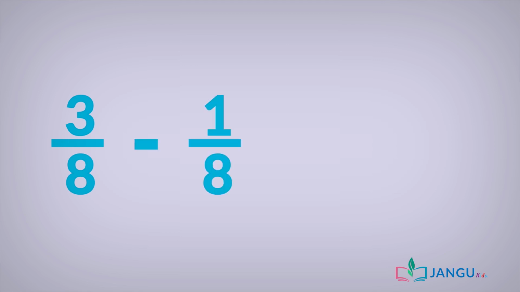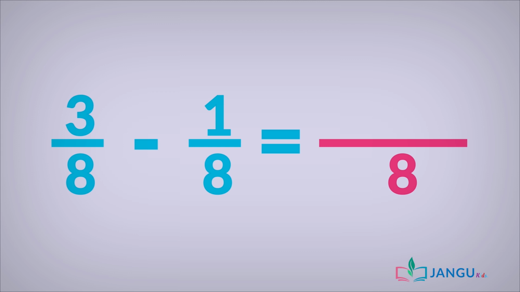Another example is 3/8 minus 1/8. The two fractions have a common denominator of 8. Therefore, we quickly write out our common denominator and subtract the two numerators. 3 minus 1 all over 8 equals, which is equal to 2/8. 2/8 is the same thing as 1/4.